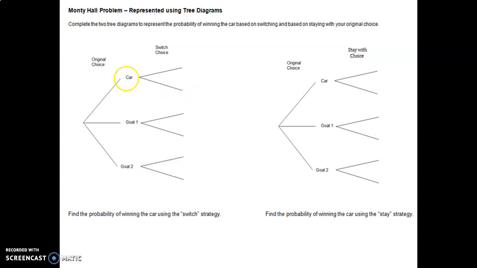So we're going to have one tree diagram for the switching choices and one tree diagram for the staying choices. And see if you can fill these in. So let's look at this tree diagram first. What are the three probabilities that go here? What's the probability of you choosing a car, a goat, or a goat number 2? And then what would be your probabilities here following that initial choice? Let's take a look how you fill that in.